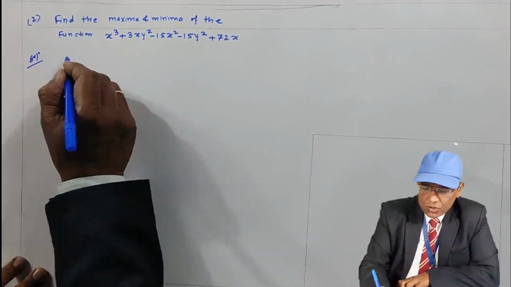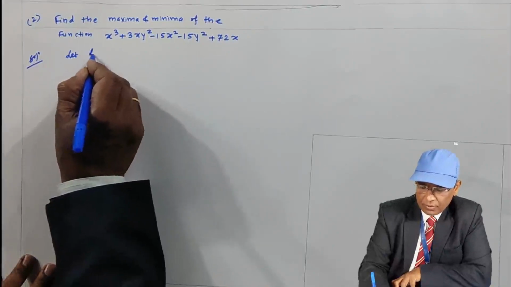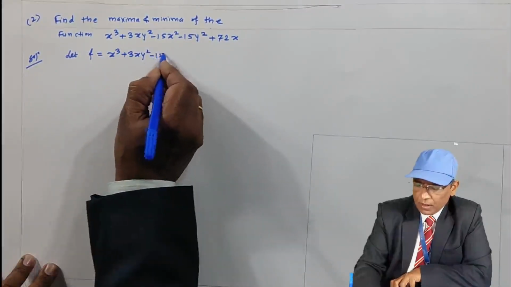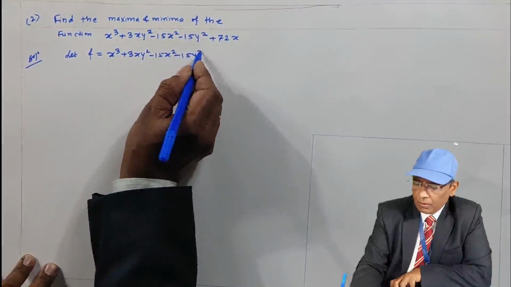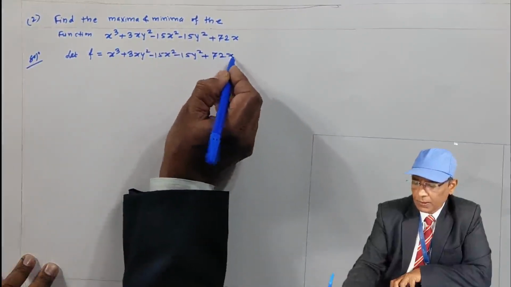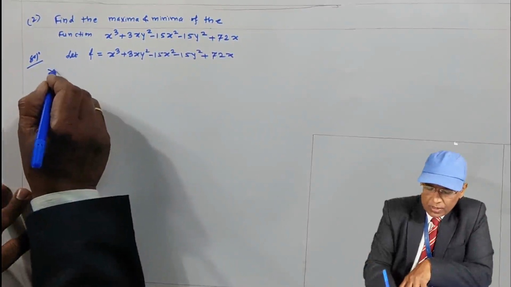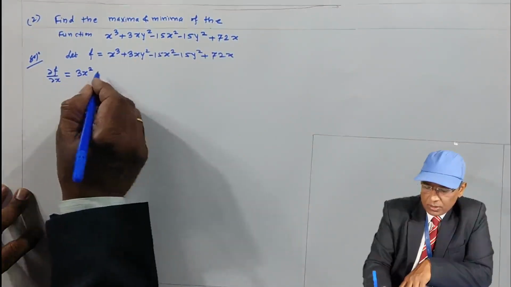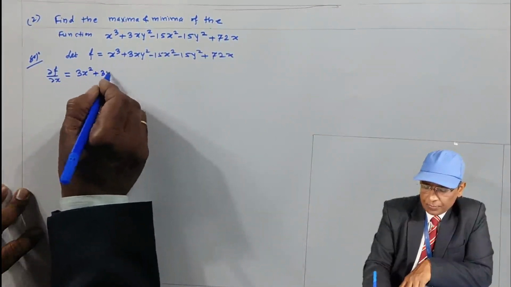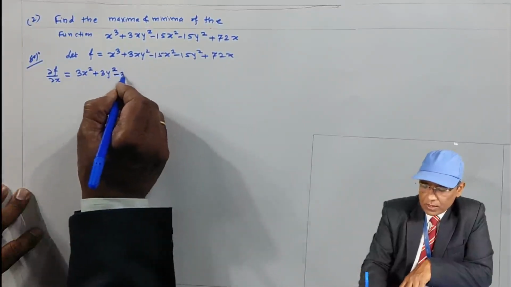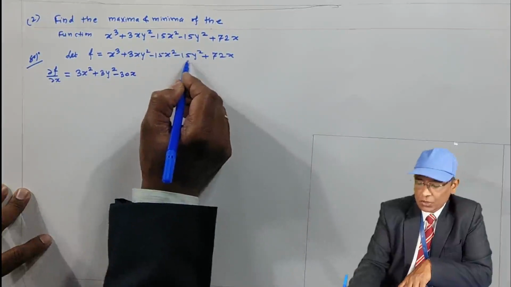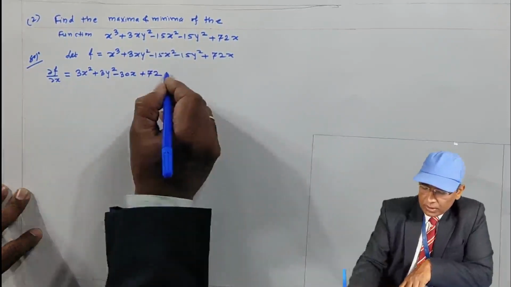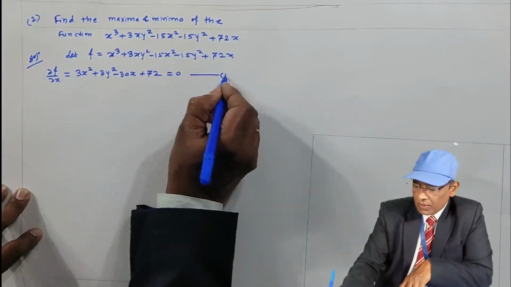Let us denote the given function by f, or f of xy: x cube, 3xy square, 15x square, 15y square, 72x. Now, without wasting time, del f by del x, I am finding the derivative with respect to x, keeping y constant. Derivative of x cube is 3x square, derivative of x square is 2x, the y term is a constant so 0, plus 72. Now equate it to 0. You may call this equation 1.